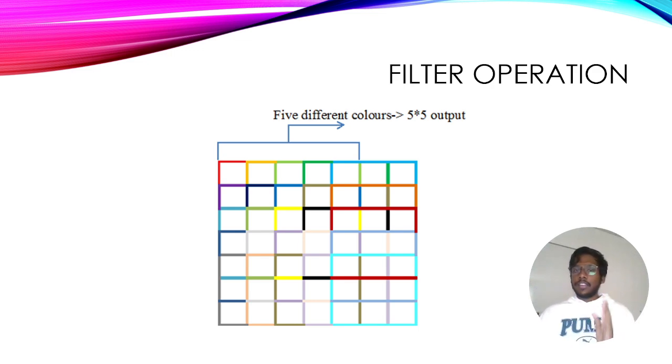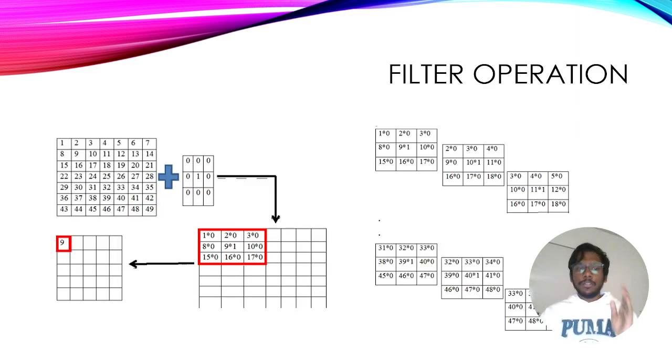So if you keep a stride of 1, then it will go to the next one. If you keep a stride of 2, it will leave 1 in between and then go. So if you keep a stride of 1, it will take 1, 2, 3, 8, 9, 10, 15, 16, 17 at first. Next it will go to 3, 4, 5, 10, 11, 12, 17, 18, 19. If you keep a stride of 3, then it will skip 2 and it will move on. So it's like that how stride works.